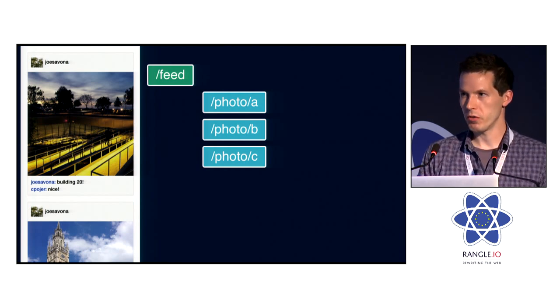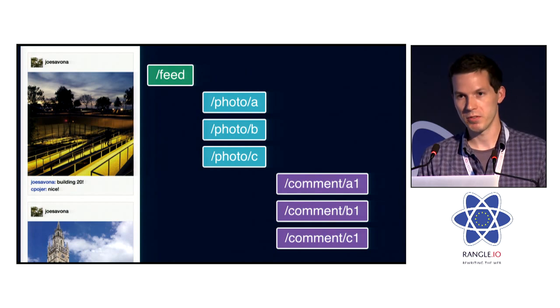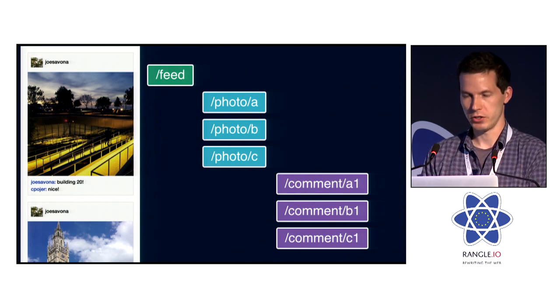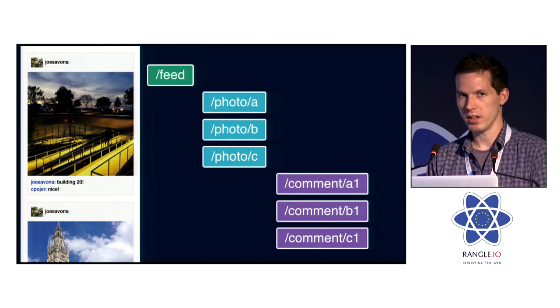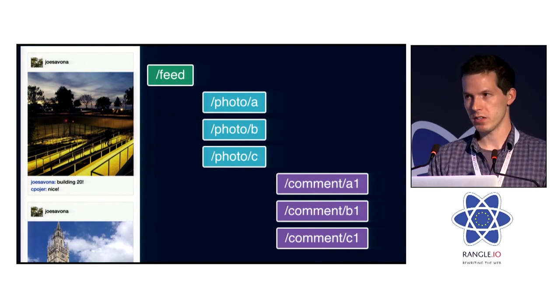Of course, the photo endpoint returns a list of comment IDs, and so the application has to go and fetch the actual comment information. Okay, so that's a lot of round trips. Maybe it'll work on desktop if you've got a really high bandwidth connection, but on a mobile device with a slow network, it's really not going to be great.